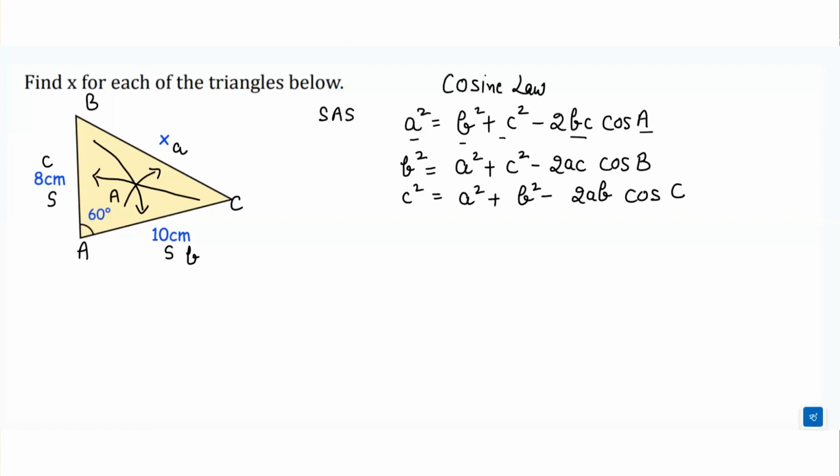Now, in this question, we have to find out A. So, we will take this equation: A square is equal to B square plus C square minus 2BC cos A. Now, we will put the values here.